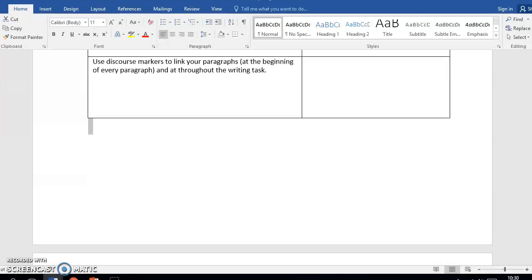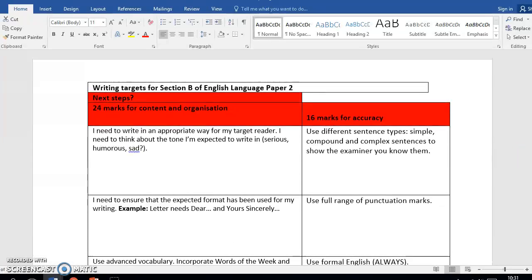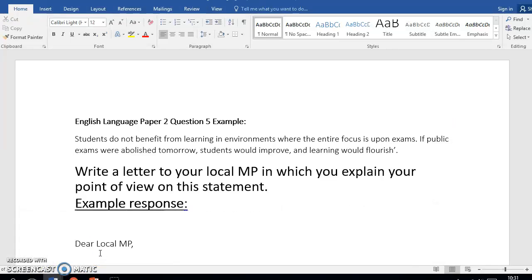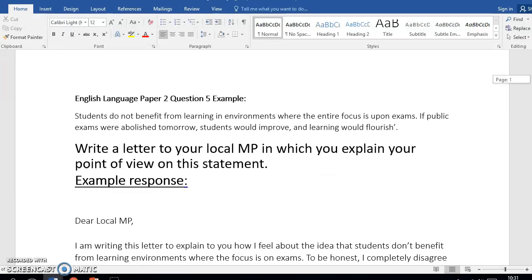Okay, cool. So that is the mark scheme. Let's look at a student example. Obviously, it's not perfect, but it's a fantastic way to start, so that after you've looked at this student example, you can then yourself have a go at writing your own response to this question 5, paper 2 statement.